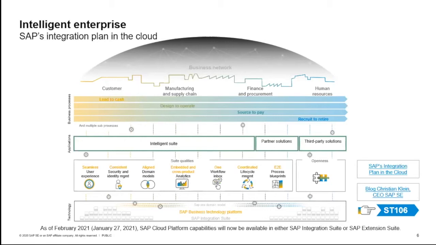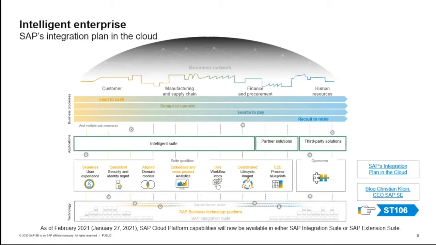And here SAP is aiming to deliver an end-to-end business process integration to its customers along the end-to-end processes: lead to cash, design to operate, source to pay, and recruit to retire, which make up roughly 70% of a customer's value chain. These processes typically span the SAP applications and, depending on the customer preference, may also include partner solutions and third-party solutions.